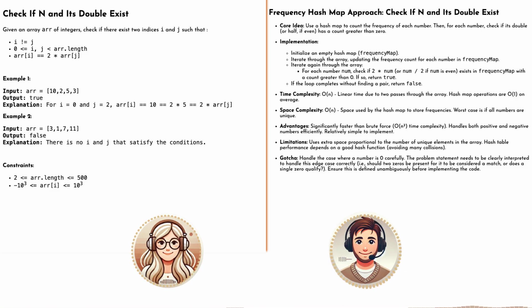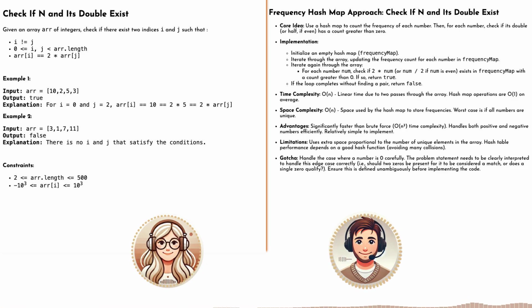But how does this help us find doubles? Well, imagine this. Our hash map has keys, which are the unique numbers from our array, and values, which are the counts of how many times each number appears. So if we have the number 2 in our array 3 times, our hash map would have an entry like this: 2, 3. Okay, I'm picturing it.